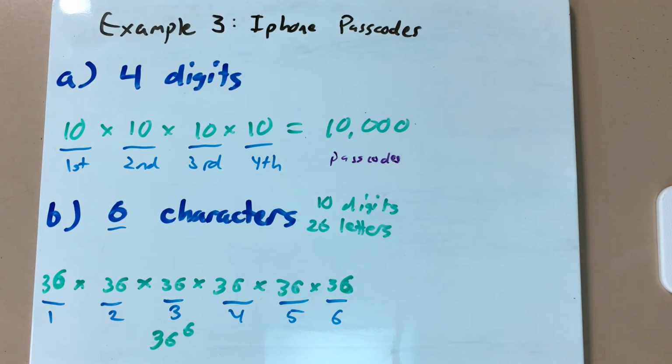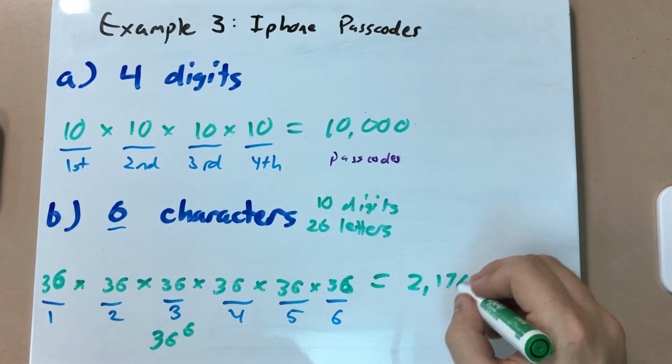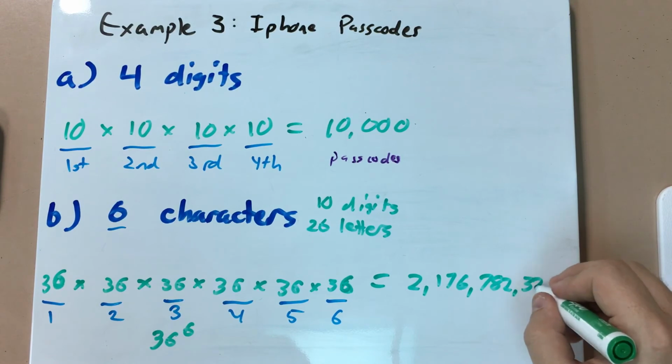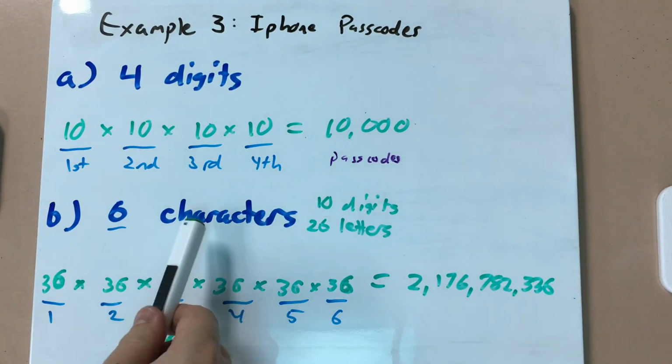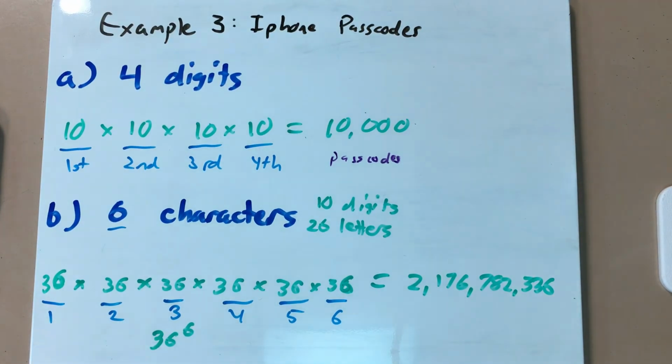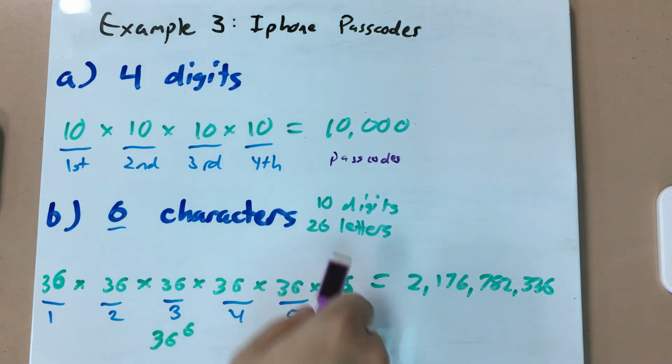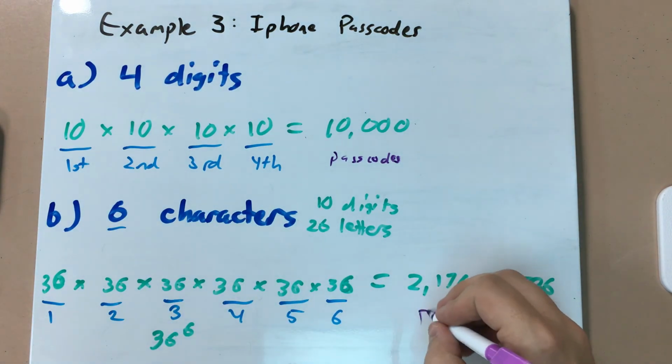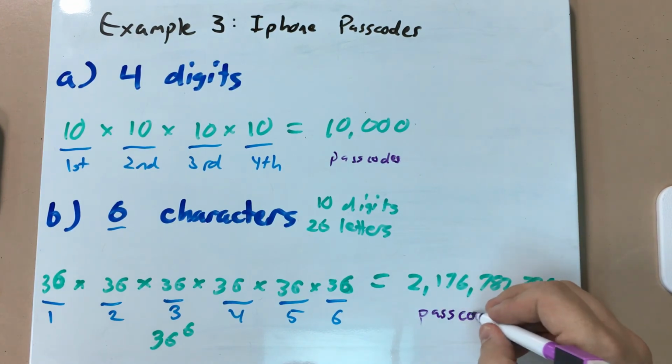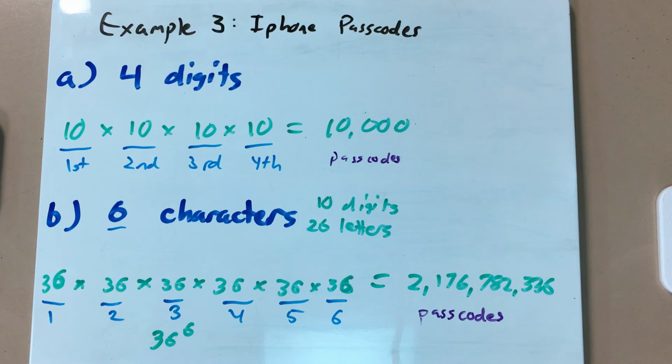Either way, your answer is going to be very, very large. Specifically, you should get an answer of 2,176,782,336 passcodes for this system instead of the first system. So if your issue is security, I would go with the 6-character passcode, because there's so many more possibilities and so many choices for each digit, and someone who is trying to hack into your phone would have a much tougher time finding a 6-character passcode than a 4-digit passcode.